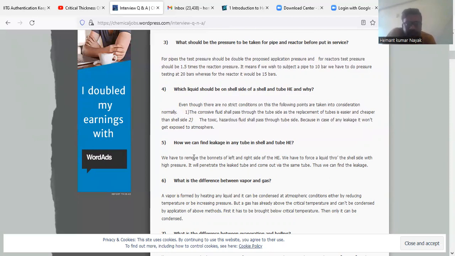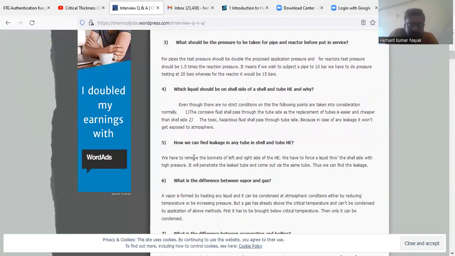And the next thing is the toxic or hazardous fluid should pass through the tube side. Whatever liquid is toxic or hazardous, we can pass it into the tube side, because in case of any leakage, it won't get exposed to the atmosphere.